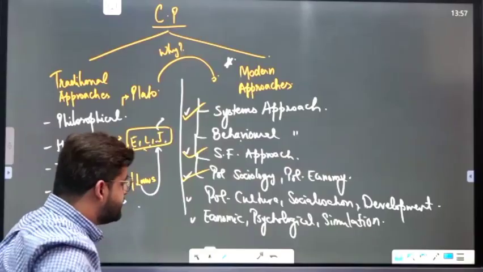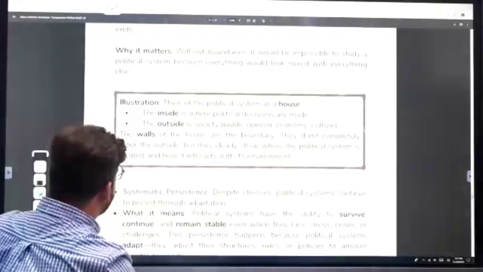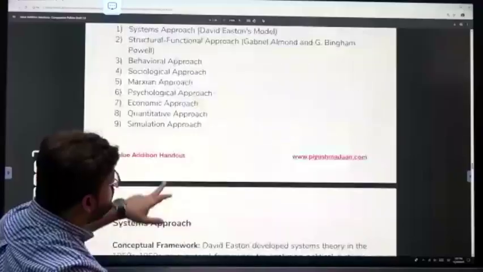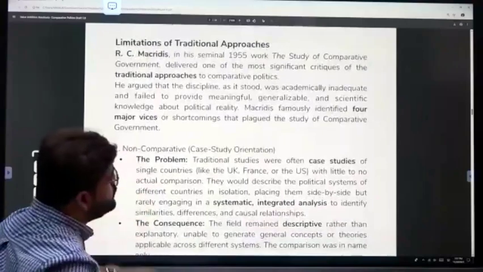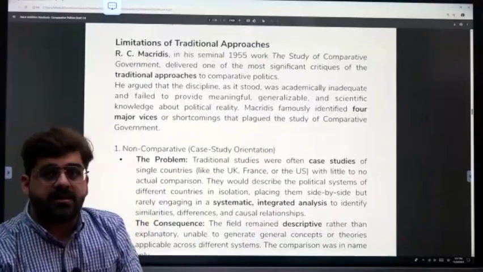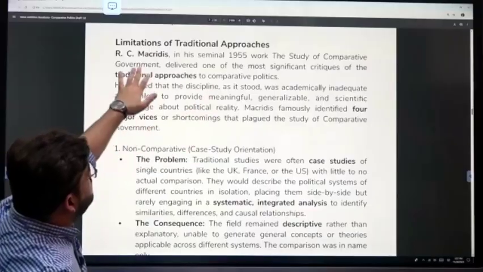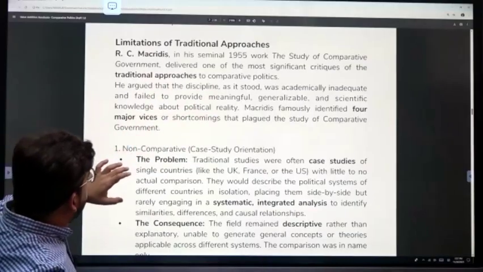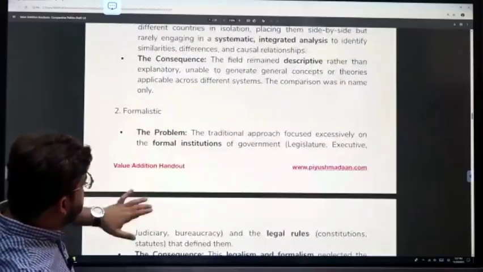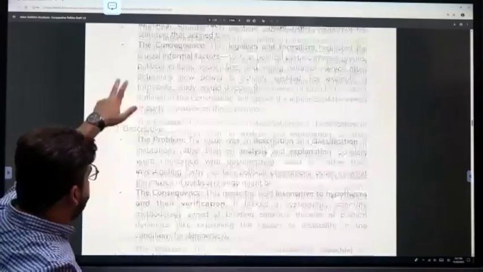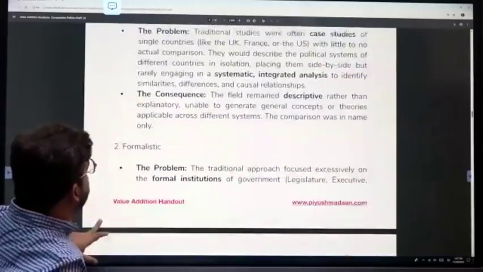But before that, why are these approaches problematic or what are the limitations? Obviously these approaches have helped us, but these approaches also have some limitations because of which the new approaches are being devised. R.C. Macridis, in his celebrated work The Study of Comparative Government, says traditional approaches are non-comparative, formalistic, descriptive and parochial. Four words which he used, we want to understand these four words.